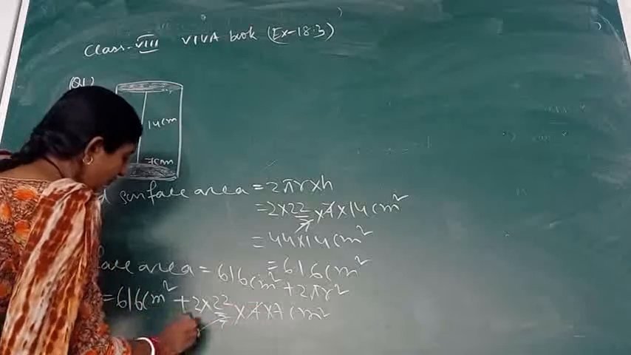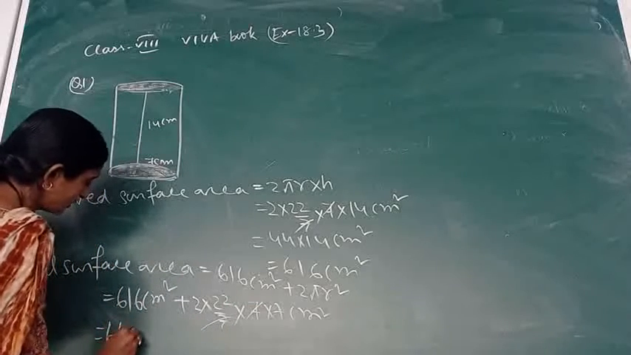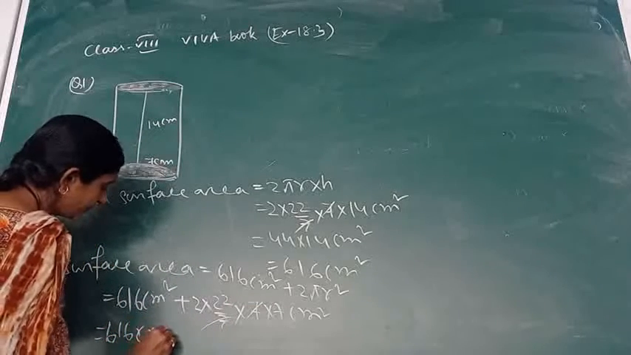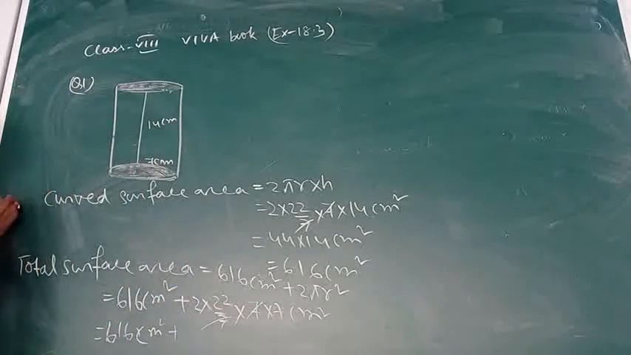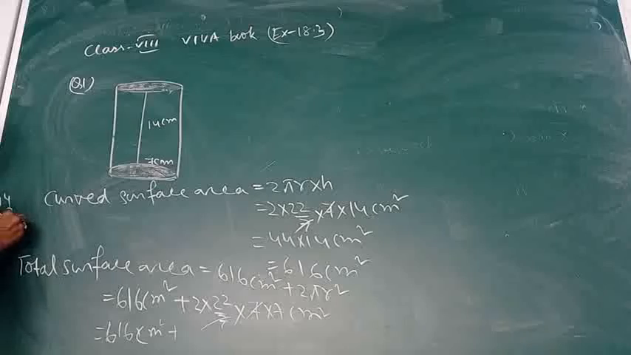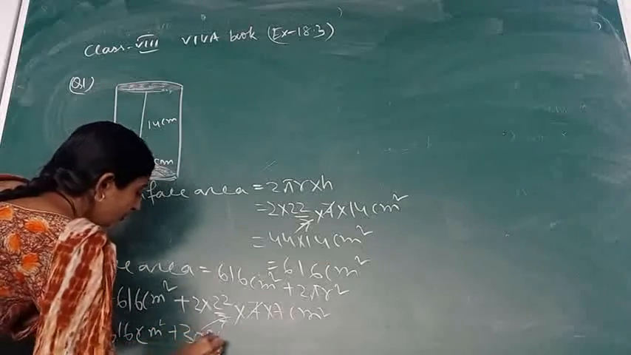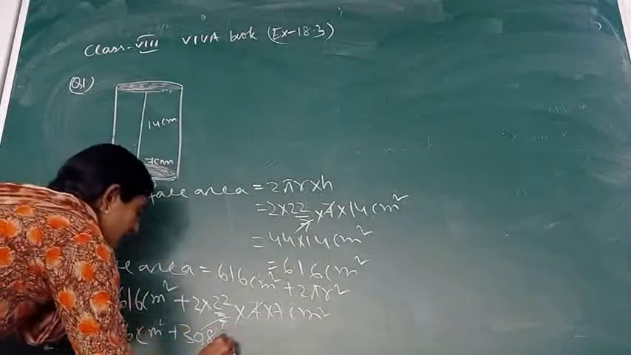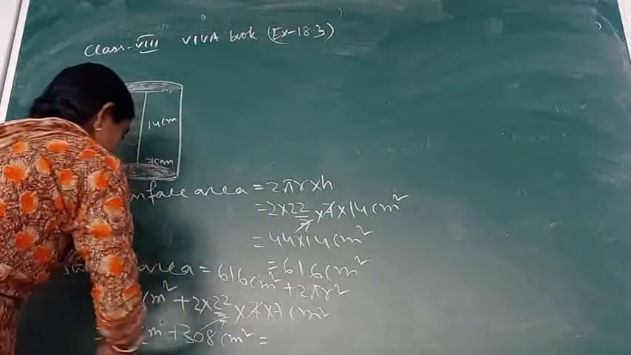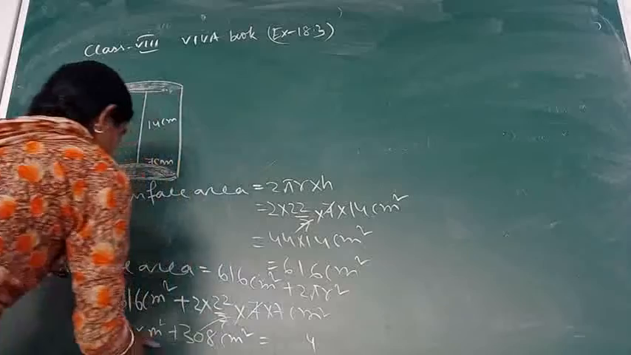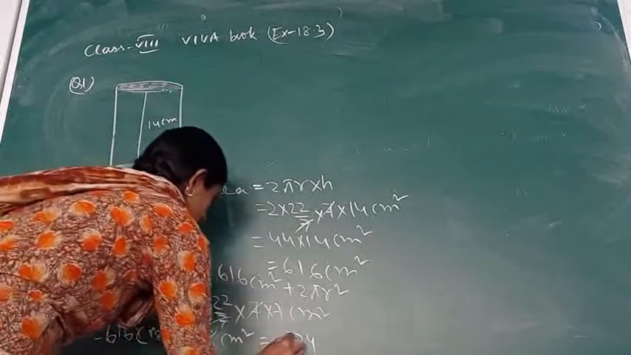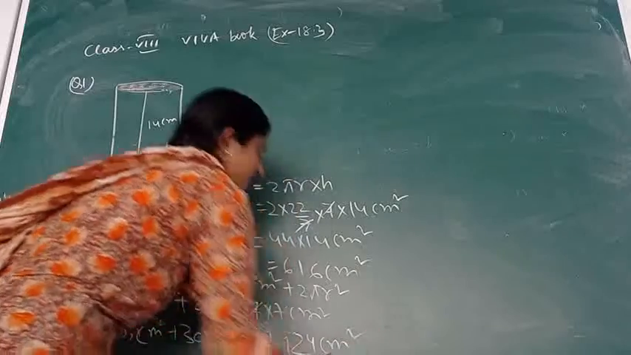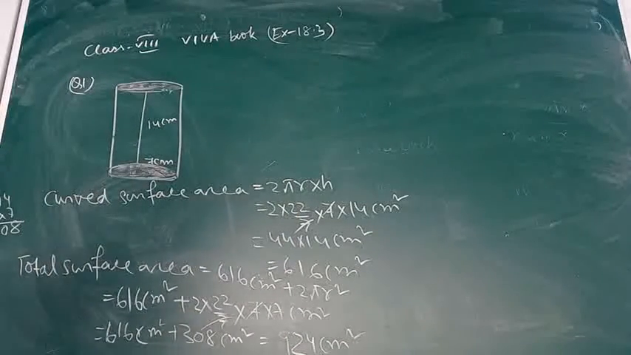So let's cancel them. What we are getting? 616 centimeter square plus this one is 44 into 7. So 44 into 7 means we are getting here, okay, this is for the two of the circles, that much centimeter square. Let's add them. What we are getting? Yes, that much centimeter square. Let's come to the next question of the same exercise.